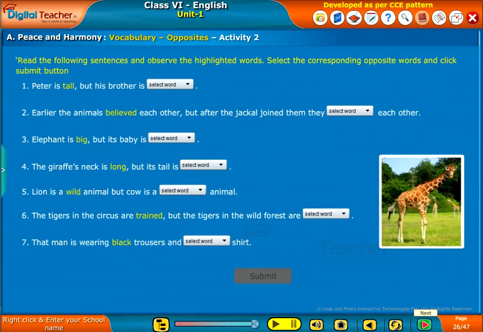Read the following sentences and observe the highlighted words. Select the corresponding opposite words and click Submit button.